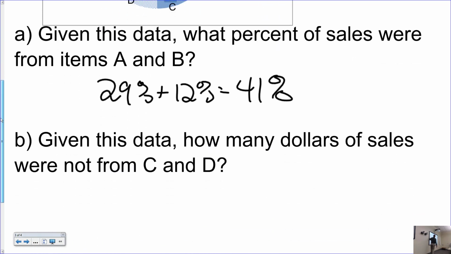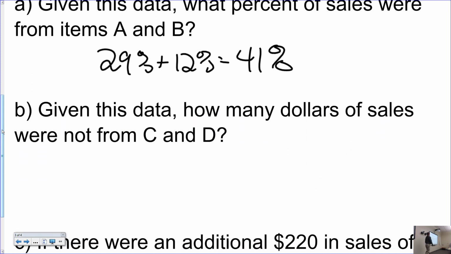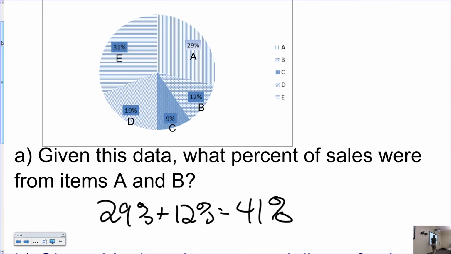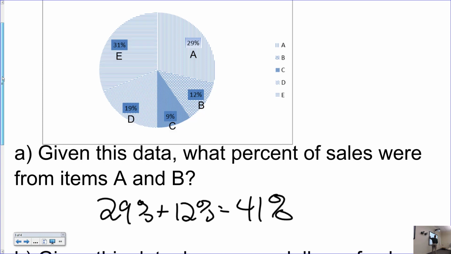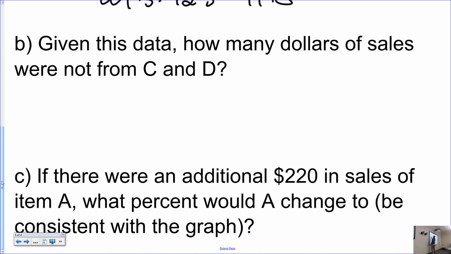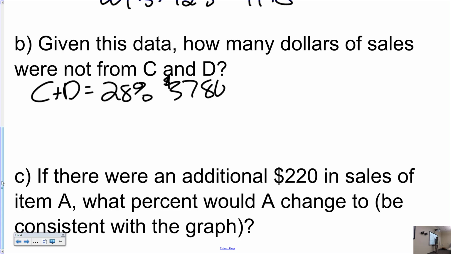All right, so how about the next one? How many dollars of sales were not from C and D? So how do you do this one? Add them all up and then subtract them. Figure out what 28% of it is. Why 28%? Because that's the percentage of C and D. All right, so C and D equals 28%. Now, how do I use that? What do I do with it? Multiply it by the 3780, and then whatever you get, you subtract it. So take the fact that I have 3780 times 0.28.